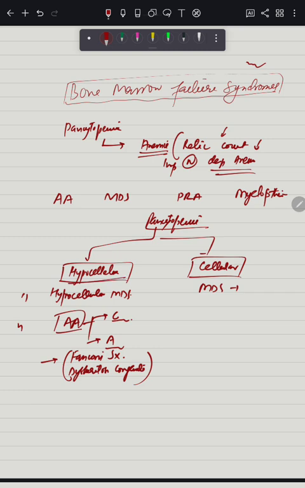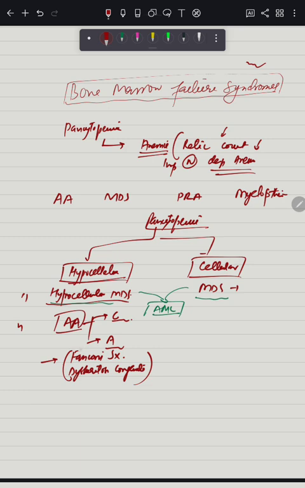And take note that be it hypocellular MDS or MDS with cellular marrow, they have a risk of transformation into AML. So there is a definite risk of transformation into AML. Now going back to the classification, we have aplastic anemia and we have hypocellular MDS.